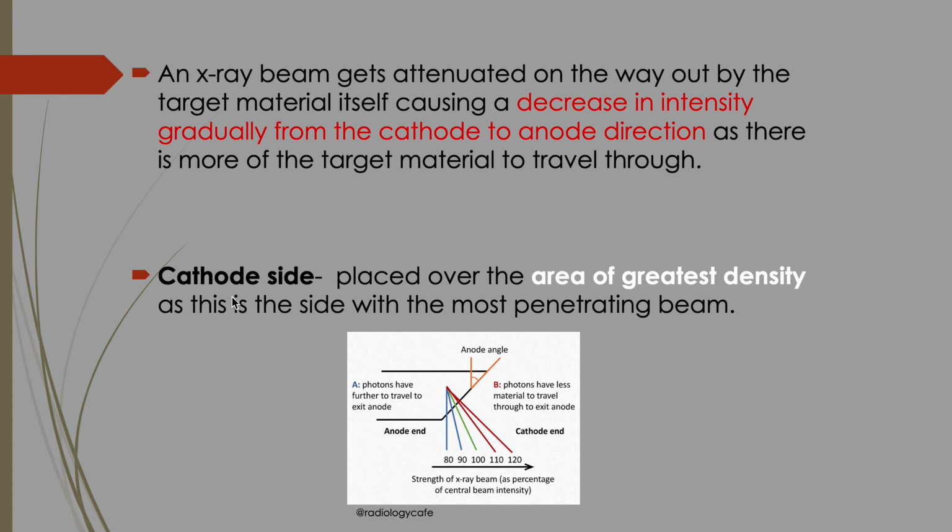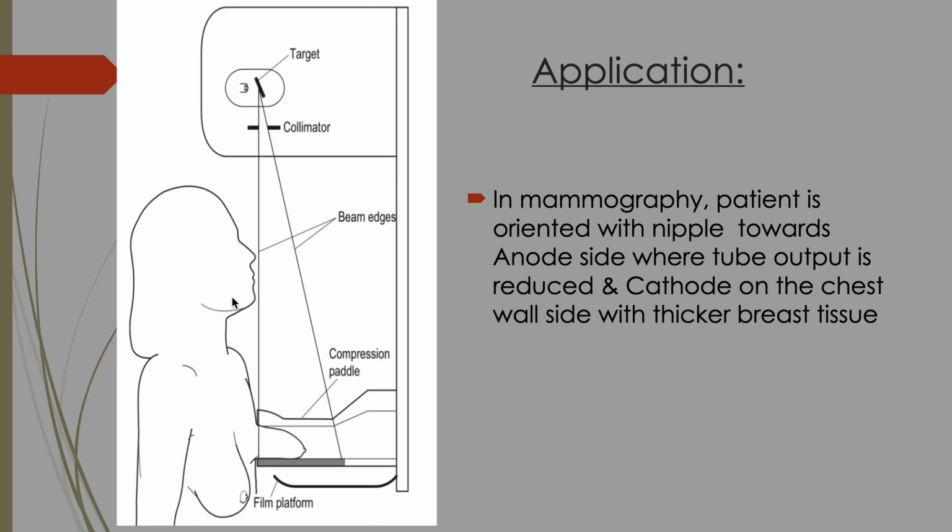Hence, the most important part of the clinical application of the anode heel effect is the cathode side. We should place the area of greatest density there, as this side will have the most penetrating beam. So let us see the clinical application. So this is the clinical application.